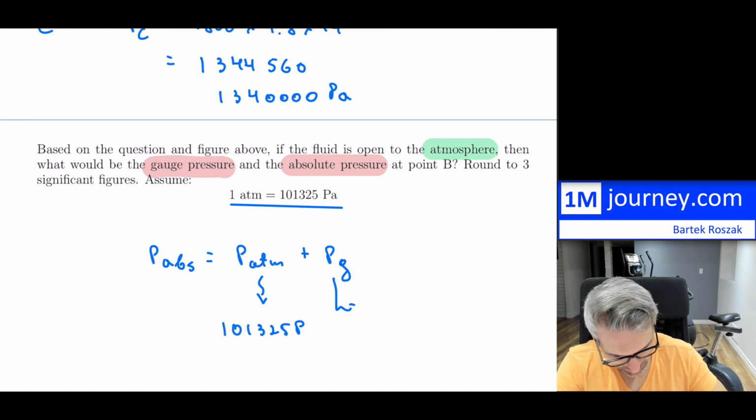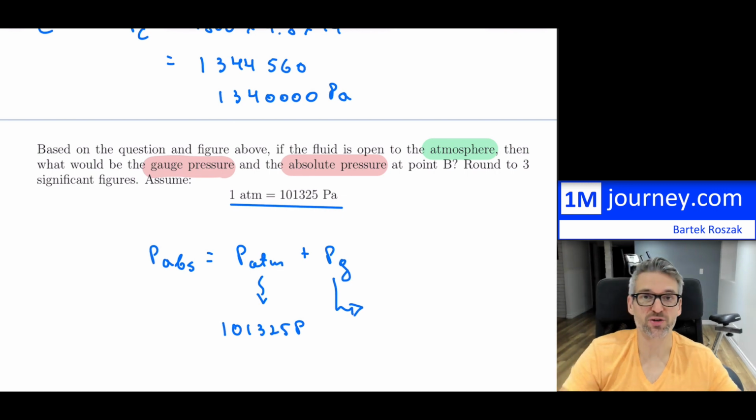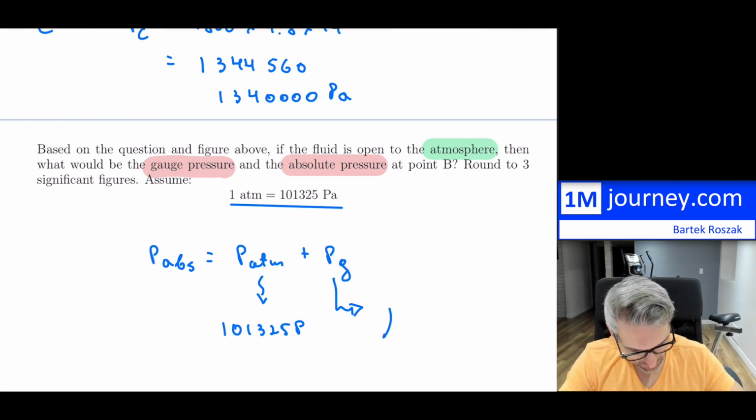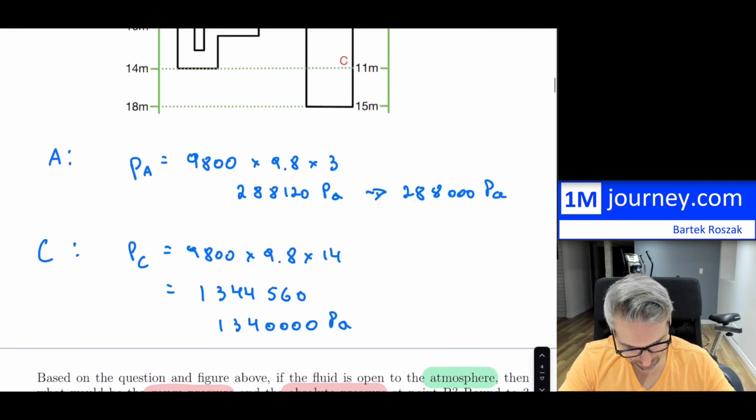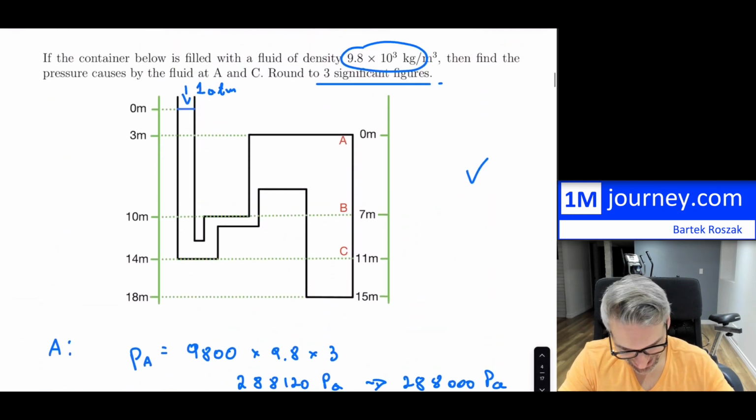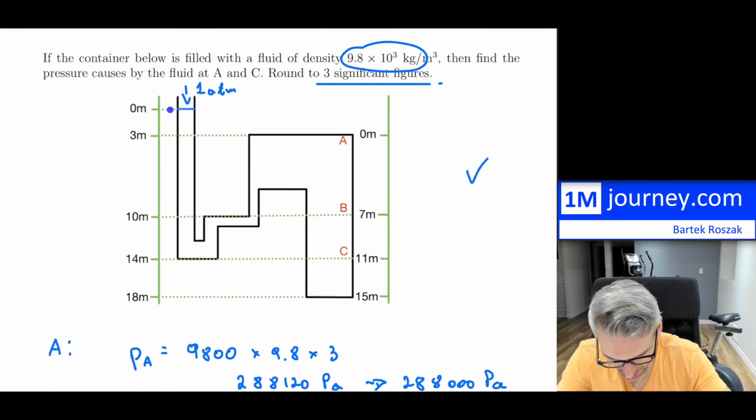Now we know 1 atmosphere is 101,325 pascals. So we have to find out what this gauge pressure is. Gauge pressure is only the pressure due to the weight of the fluid. So this is back to density times gravity times the depth, or the height. So 9800 times 9.8 times whatever that would be. Now this is for B, so I have to go back in here. You're going from 0 here to 10, so this is at a depth of 10.